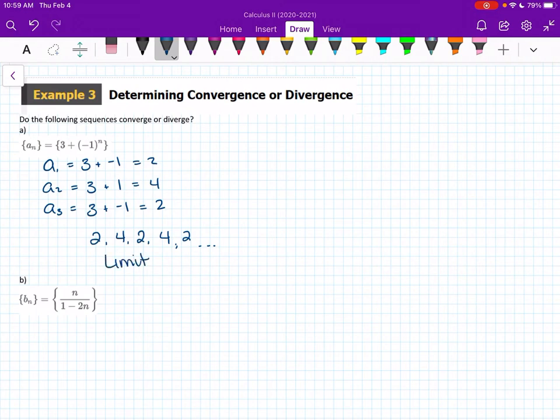So limit does not exist, so my sequence a sub n diverges.